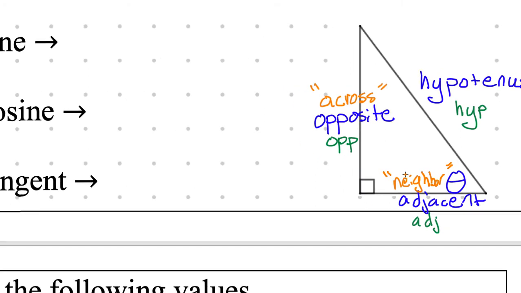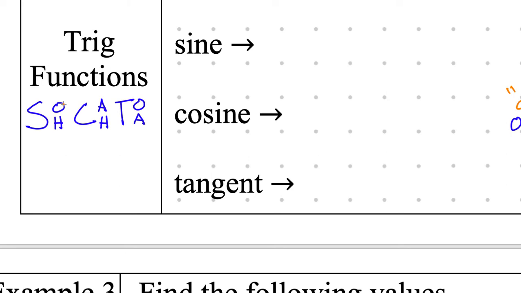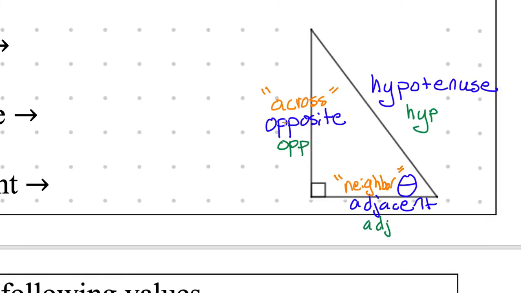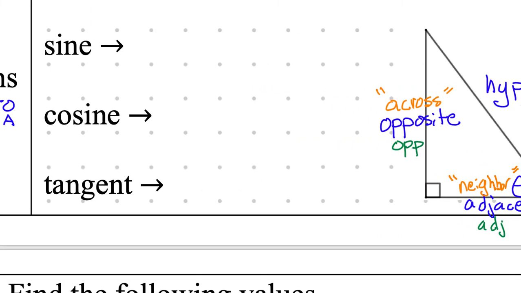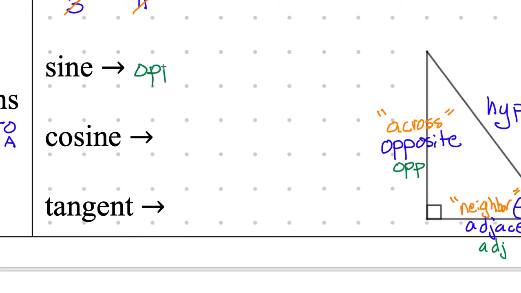All right, so sine, according to Sohcahtoa, is O over H. O is opposite. H is hypotenuse. This needs to be opposite divided by hypotenuse.